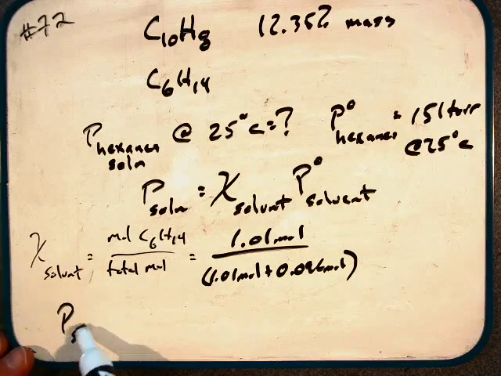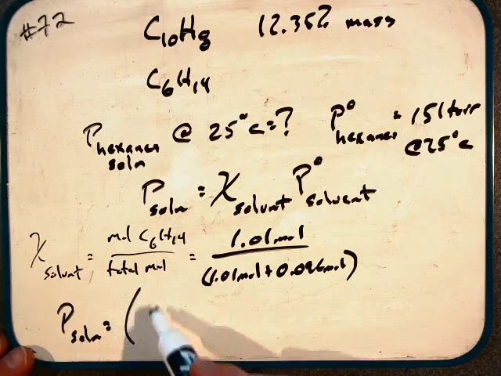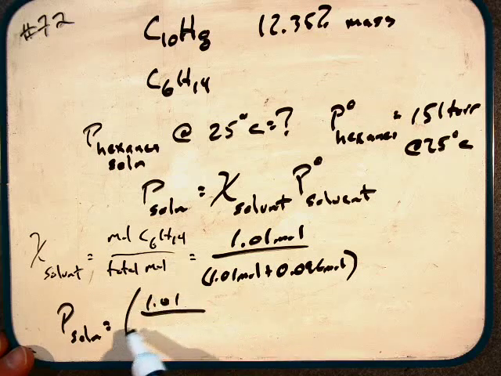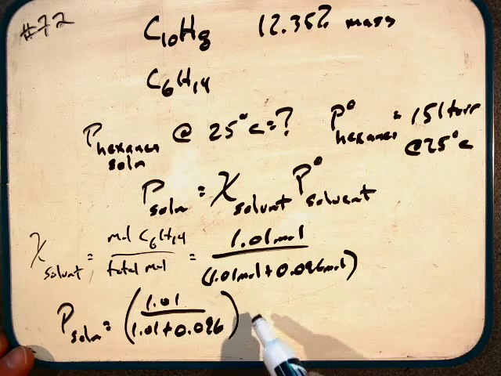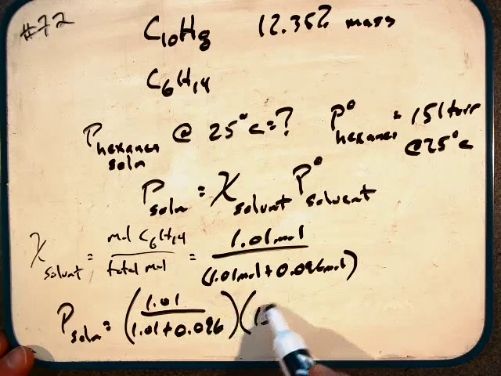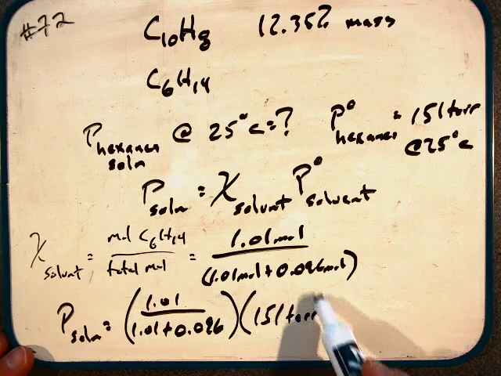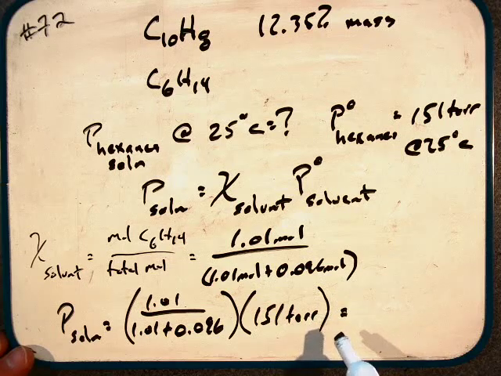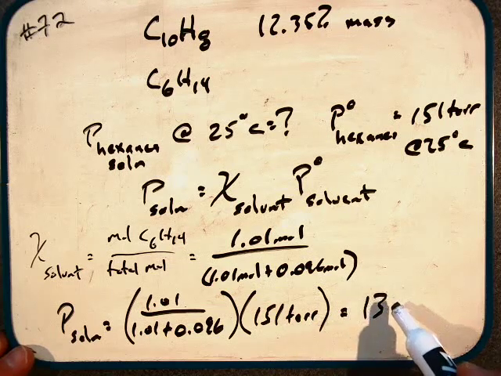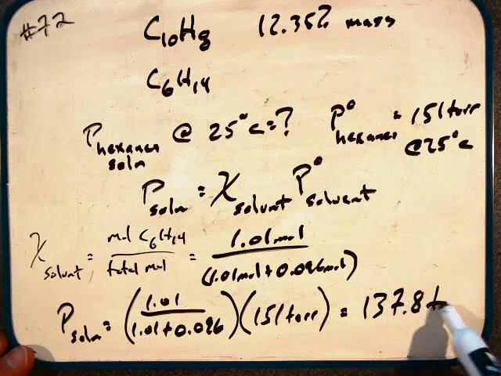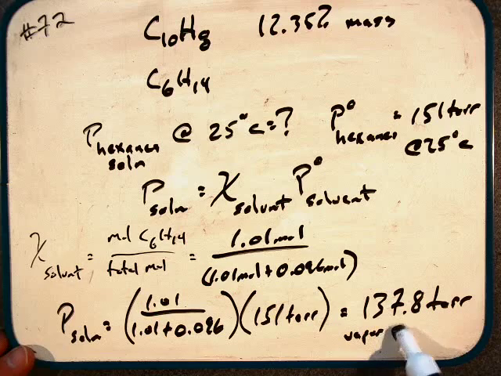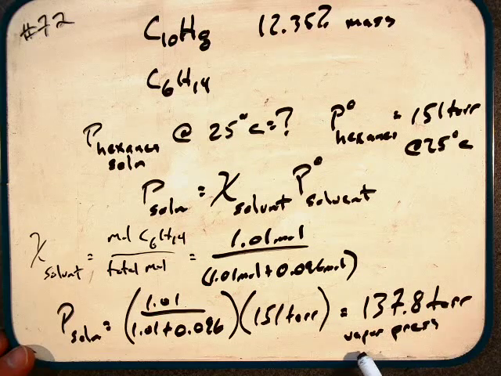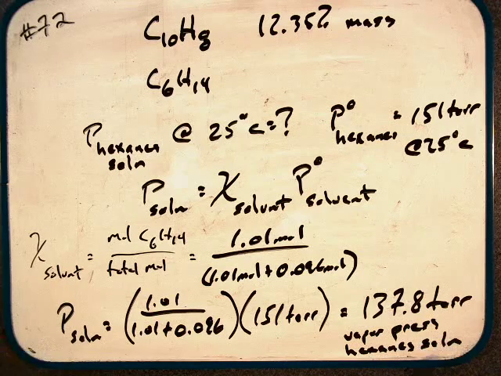So our pressure of the solution would equal our mole fraction times our pressure. When we do that, we get a value of 137.8 torr for the vapor pressure of that hexane solution.